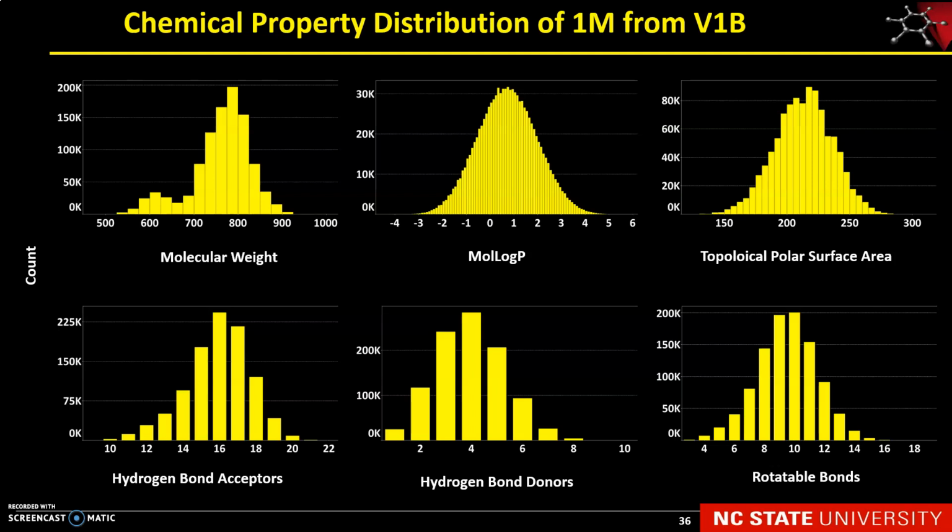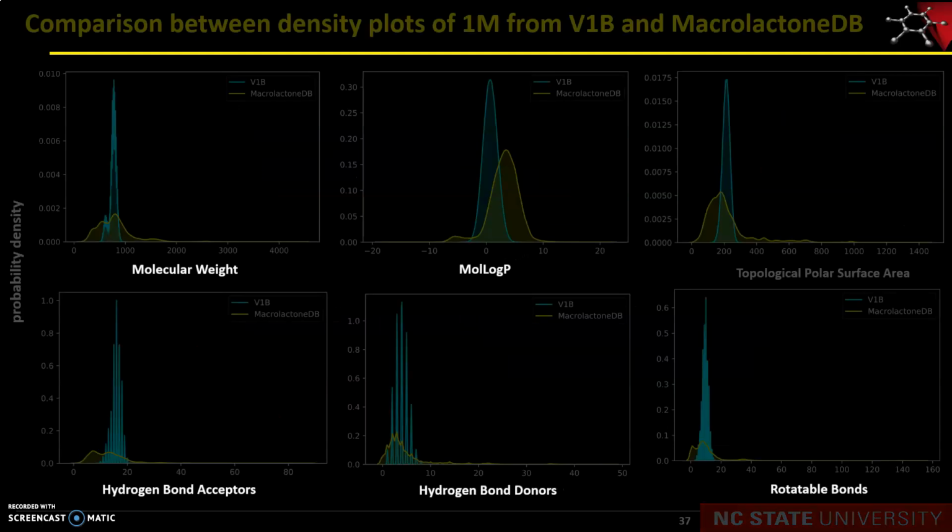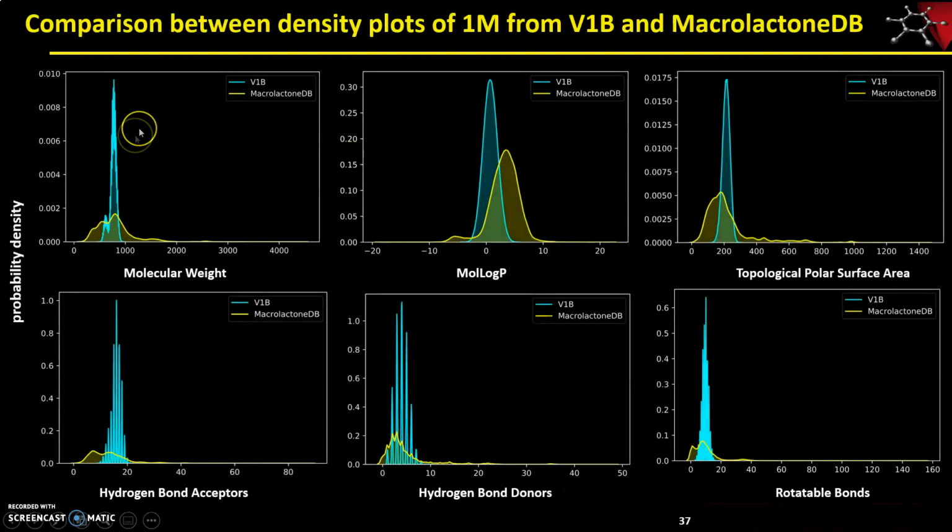But we do have Macrolactone DB at this point, right? Which is also covering a similar chemical scope. So we decided to compare those two distributions. So here, the blue one is from the V1b, the new library that we generated. The yellow one is from Macrolactone DB, the one that I showed in the very first part of the presentation. So we compare the two distributions.